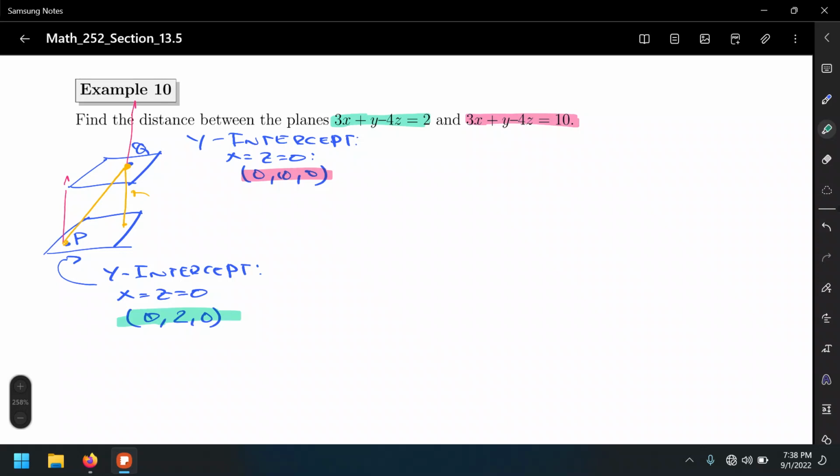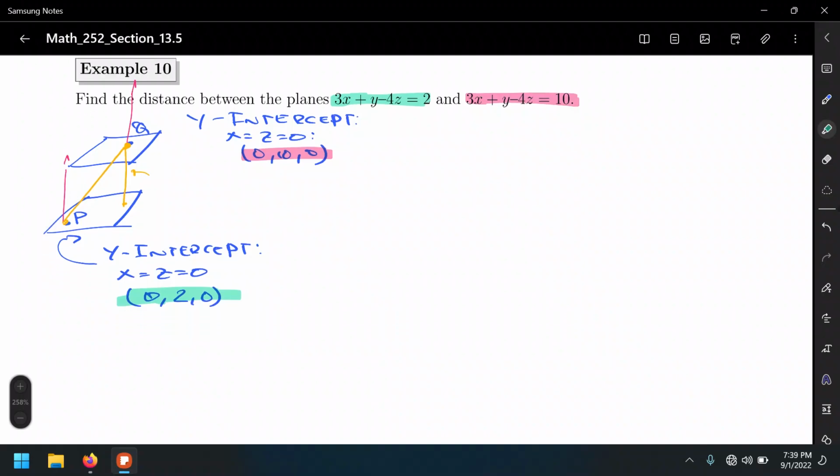Of course, another way to get a point on the plane is to think of three numbers, x, y, and z, such that 3 times x plus y minus 4 times z equals 2. But see how that's kind of exhaustive to do? It's not the best choice. Again, your favorite intercept will be your best choice. Well, so let's label this point P.